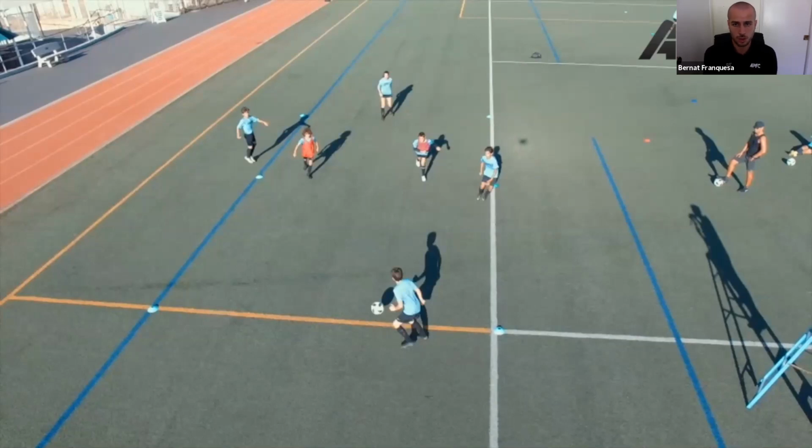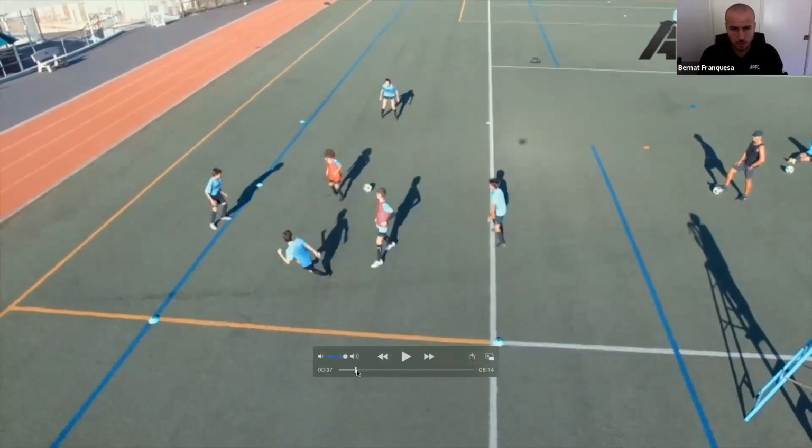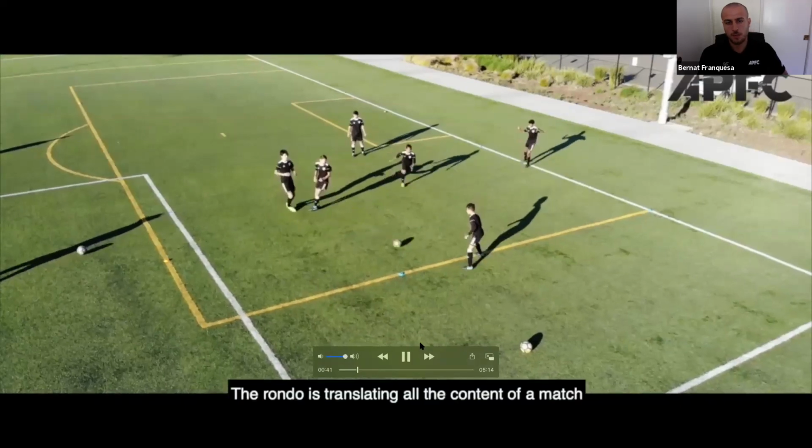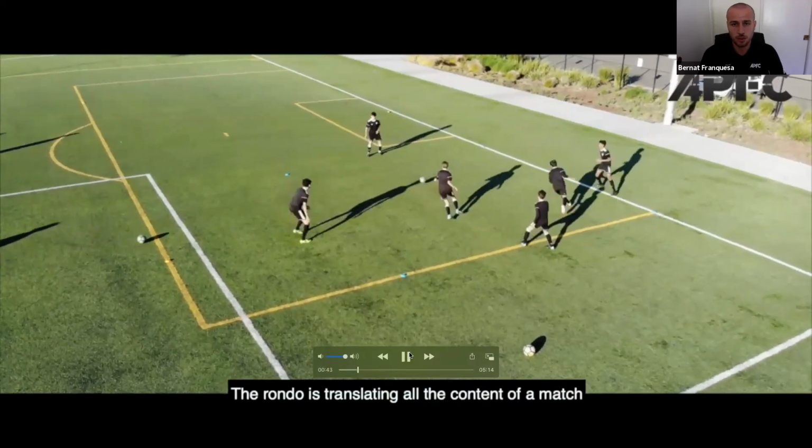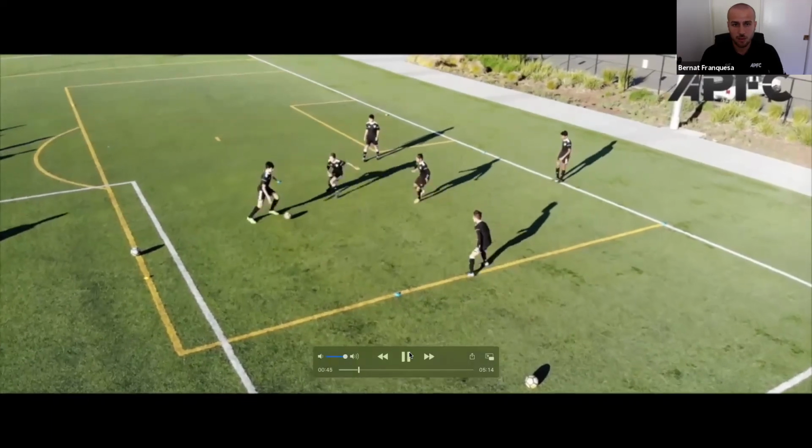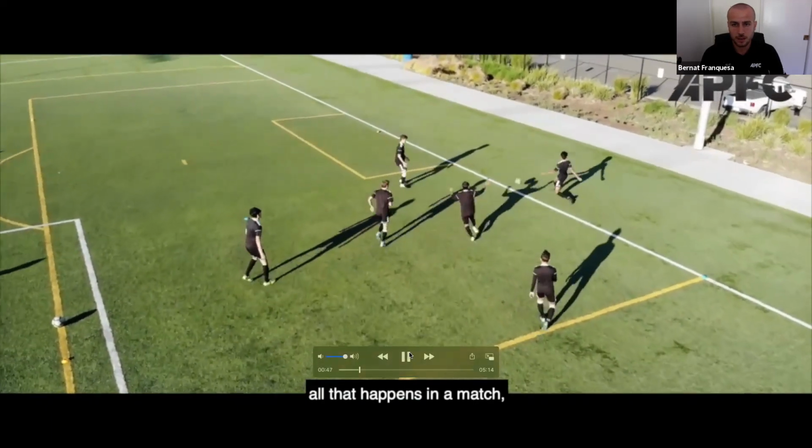We have put these two squares here because we really want the players to break the line a lot. So you can really play with the structure of the rondo depending on the main objective that you want to happen. Then here is the one that Mickey was talking more about, the 4-2, back foot, breaking the line.